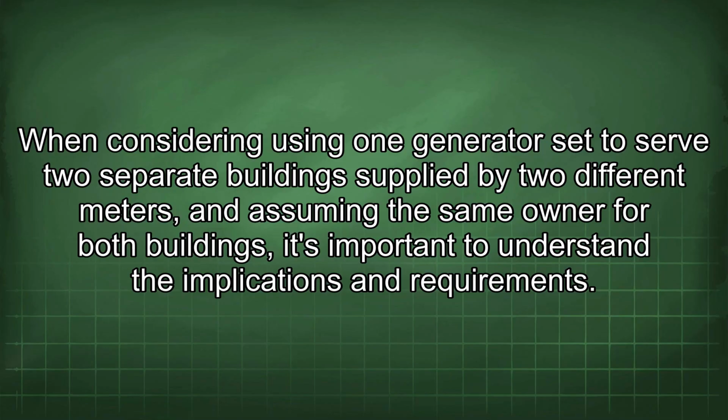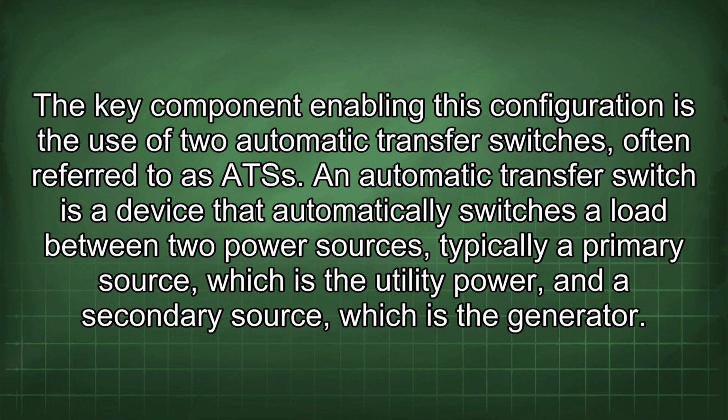When considering using one generator set to serve two separate buildings supplied by two different meters, and assuming the same owner for both buildings, it's important to understand the implications and requirements. The key component enabling this configuration is the use of two automatic transfer switches, often referred to as ATS.